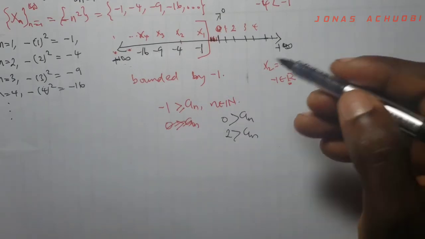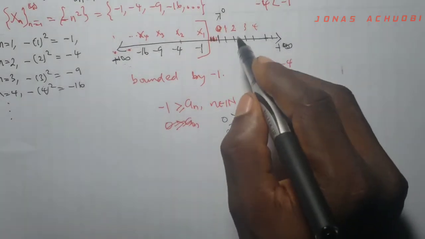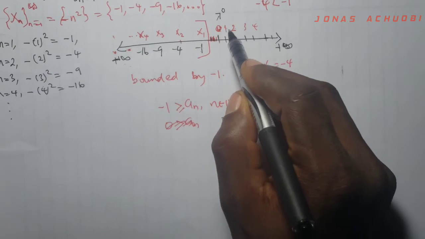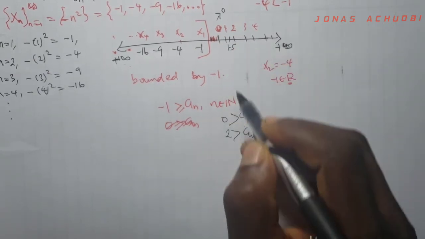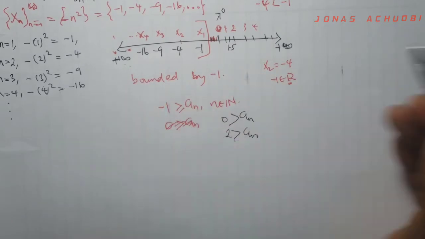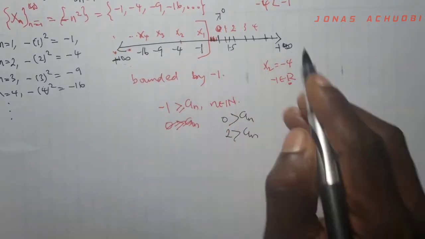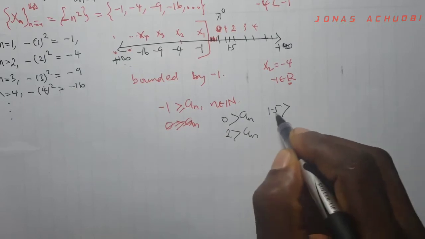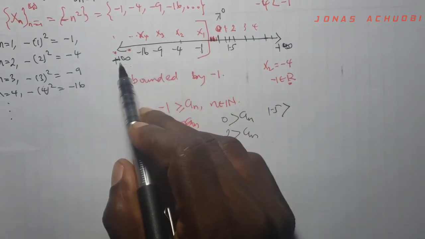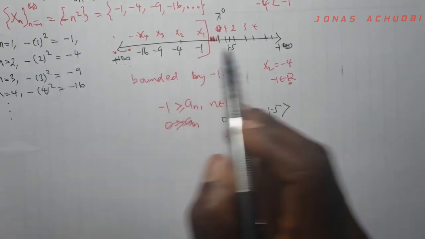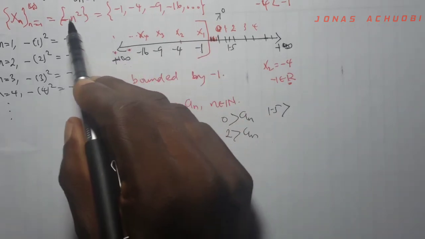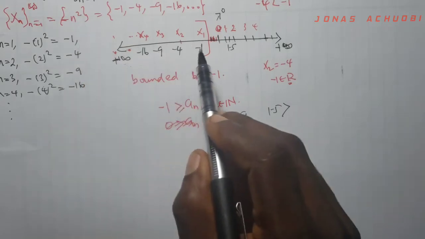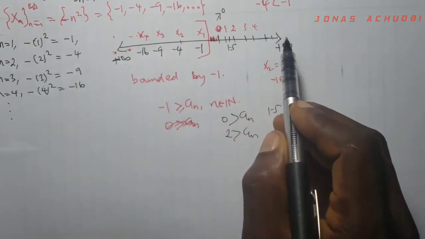Even if we pick fractions, let us say between 2 and 1, there is 1.5. So let us take here, in between them, there is 1.5. Is 1.5 also an upper bound? The answer is yes, because 1.5 is once again greater than all the terms of my sequence. So this tells us that though minus 1 is an upper bound for the sequence xn equal to minus n squared, there are infinitely many upper bounds.